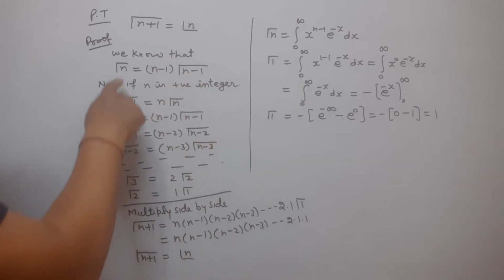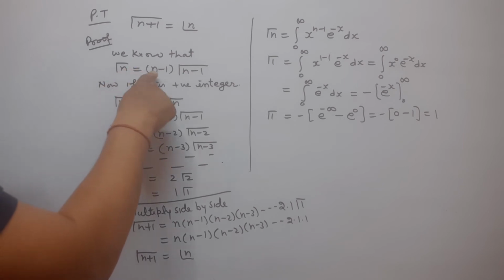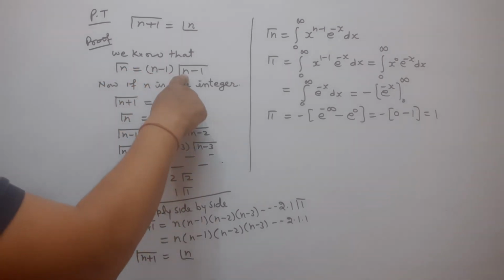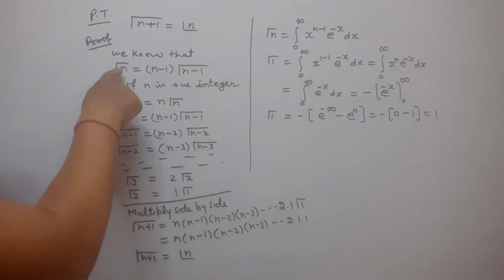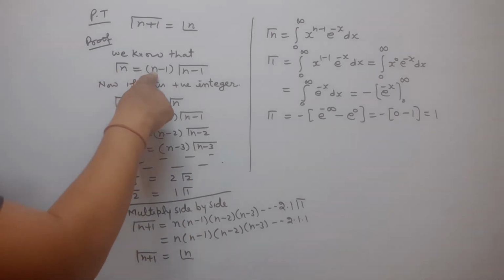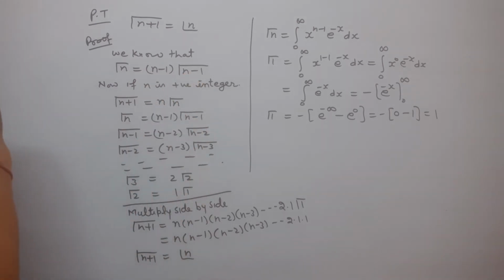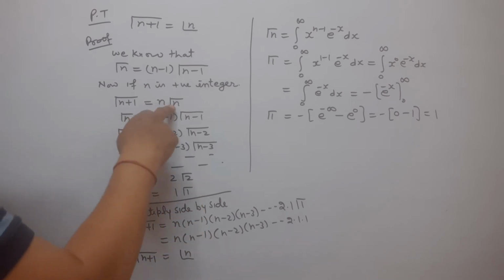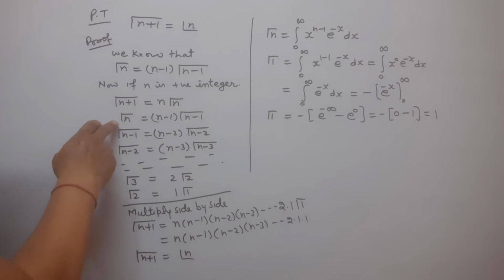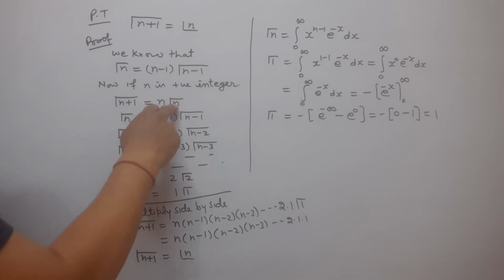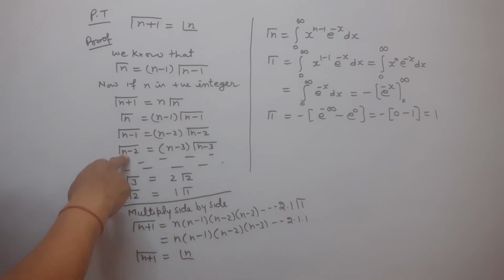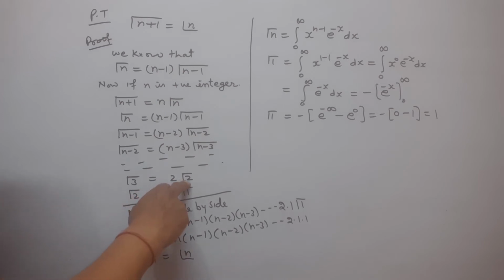Similarly, in this way, when we put n is equal to 3, so 3 minus 1, this is 2, and gamma 2. Here we put n is equal to 2, so 2 minus 1, that is 1, and gamma 1. Now we multiply side by side. We can see here this gamma n cancels with this gamma n, because gamma n is on both the left hand side and right hand side, and this gamma n minus 1 cancels with this gamma n minus 1, this gamma n minus 2 cancels with this gamma n minus 2, and this gamma 2 cancels with gamma 2.